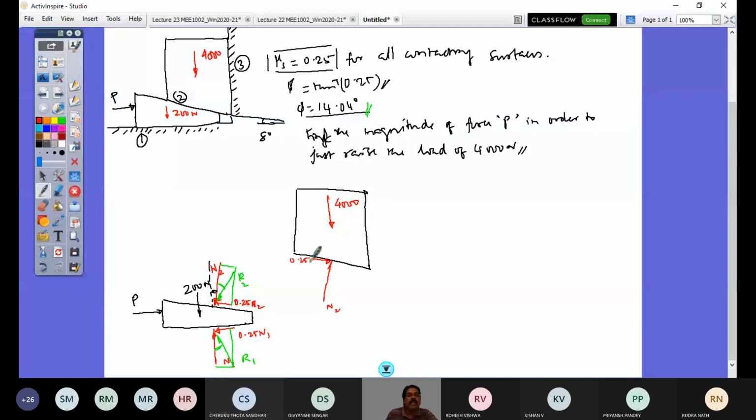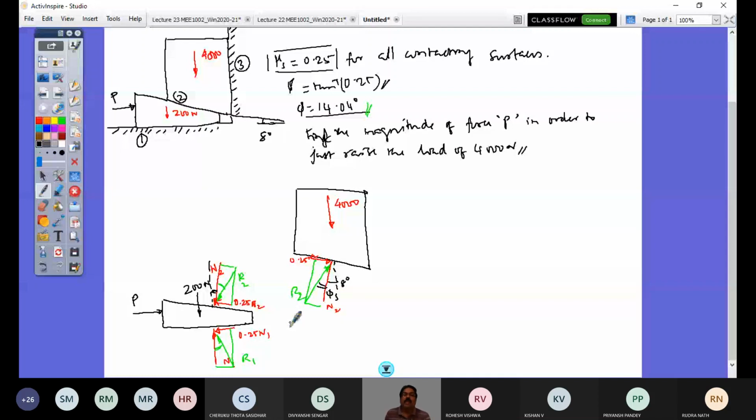So if I combine these two, I would have the opposite of this, the same. So this is my R2, and you see the same way, this would have the normal to the vertical. This is 8 degrees, and this would be 14.04. So this is 5s angle. So this is my R2. So what is there here?